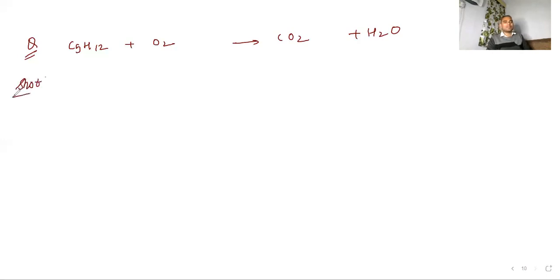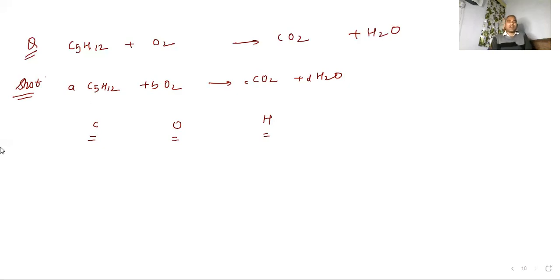Okay. So I'm considering A mole C5H12 plus B mole O2 going to C mole CO2 plus D mole H2O. So C is there, O is there, and hydrogen is there. So downside we need to put the equal to sign. Here, left hand side and right hand side, we have to balance. So how many carbon are there? You can see that is how I am solving.